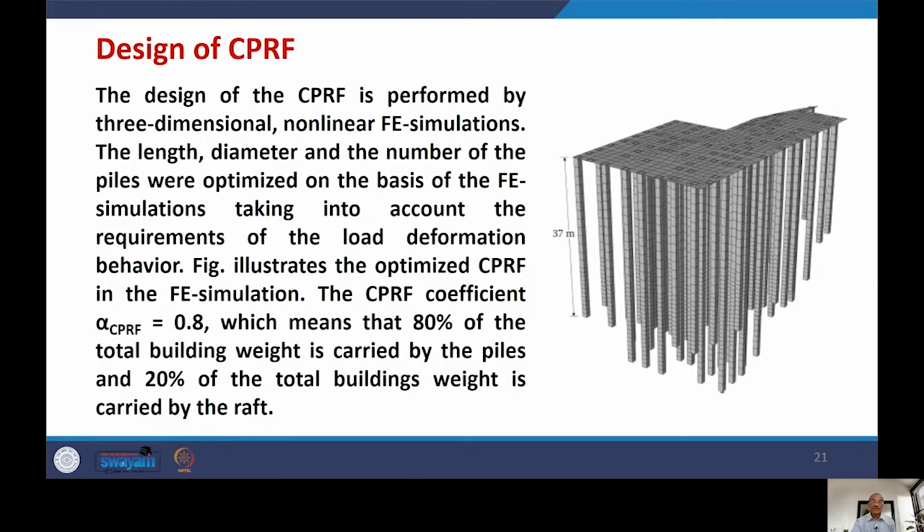Now, talking about the design of CPRF, the design of CPRF is performed by three-dimensional nonlinear finite element simulations. The length, diameter, and the number of the piles were optimized on the basis of the FE simulations, taking into account the requirements of the load deformation behavior. For example, this figure illustrates the optimized CPRF using the finite element simulation. Here, the CPRF coefficient, denoted by alpha CPRF, is 0.8, which means that 80% of the total building weight is carried by the piles and 20% of the total building weight is carried by the raft.